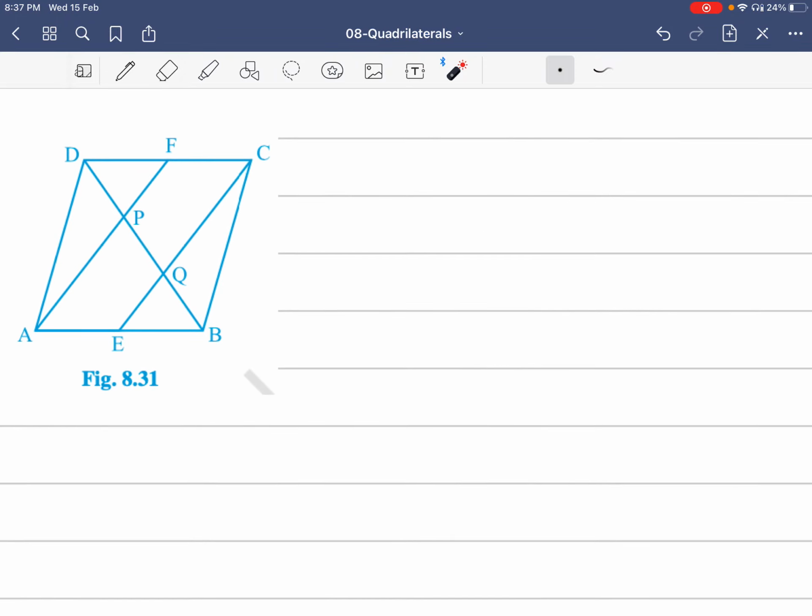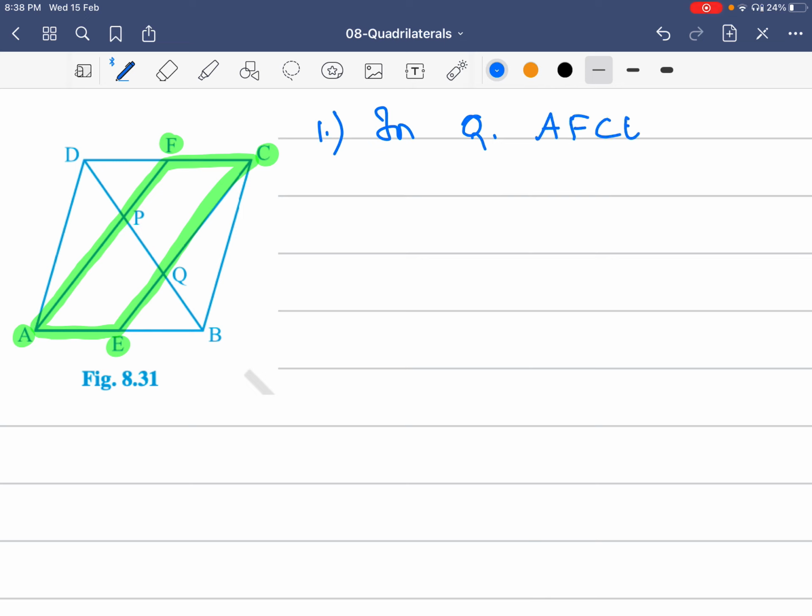This is our given figure ABCD. Now let us focus on this quadrilateral AFCE. This is a quadrilateral. In this quadrilateral, FC is parallel to AE. Why? Because DC is already parallel to AB. So FC will obviously be parallel to AE. That is our point number one. So in quadrilateral AFCE, FC is parallel to AE, because they are parts of opposite sides of a bigger parallelogram ABCD.